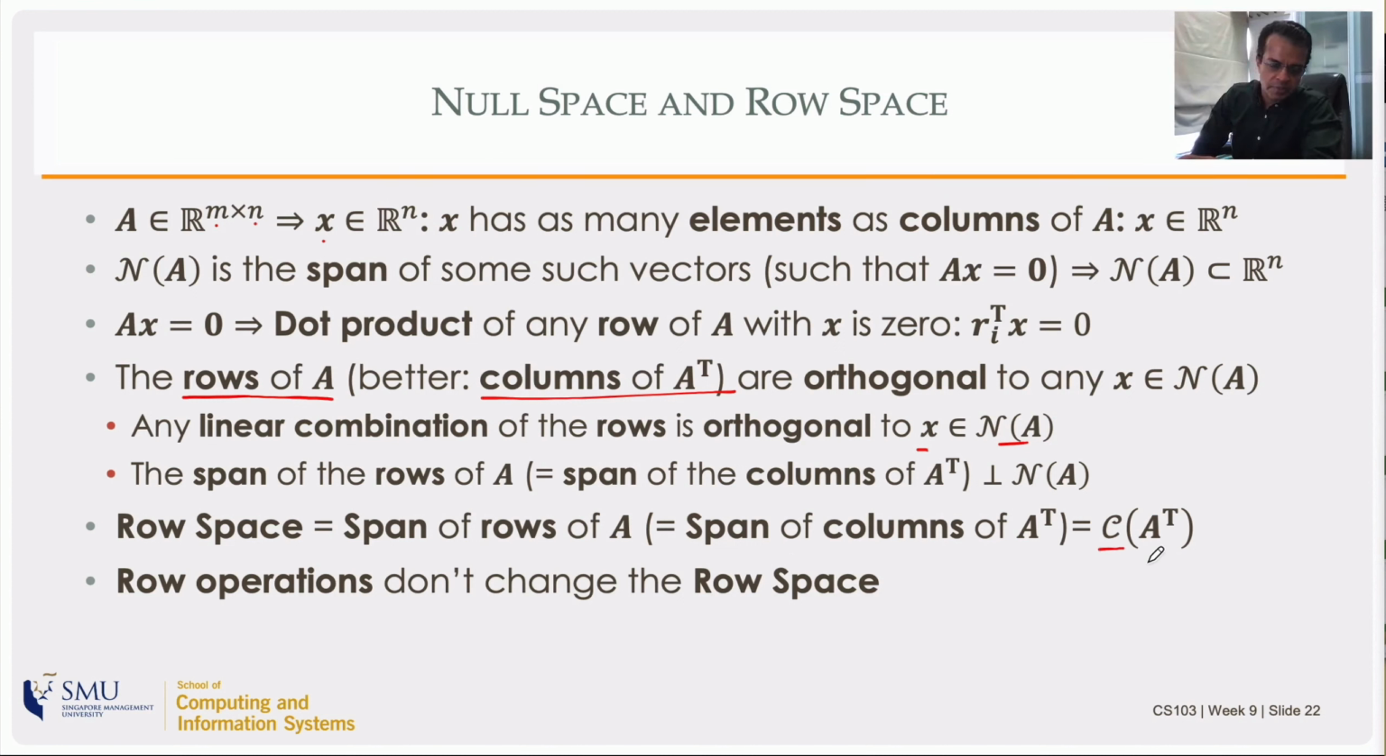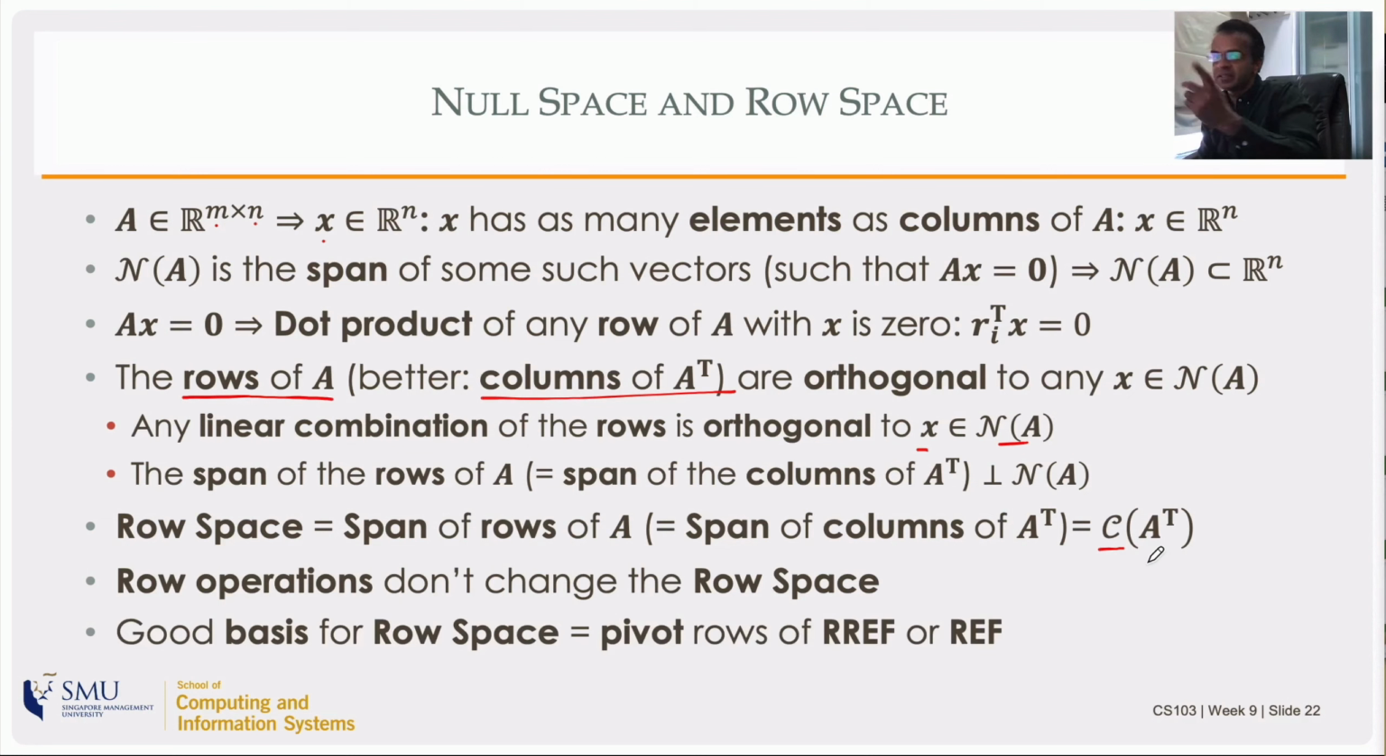Now remember, just like column operations did not change the column space, row operations will not change the row space. So if you want to find a basis for the row space, you could take the pivot rows of the matrix, the linearly independent rows of the matrix A, or you could take the pivot rows of its REF or RREF, because in order to go from A to its REF or RREF, all we are doing are elementary row operations, which do not change the row space. The significance of row space.